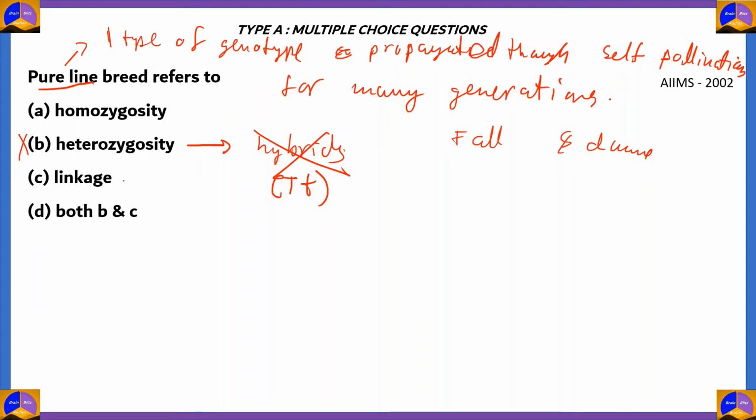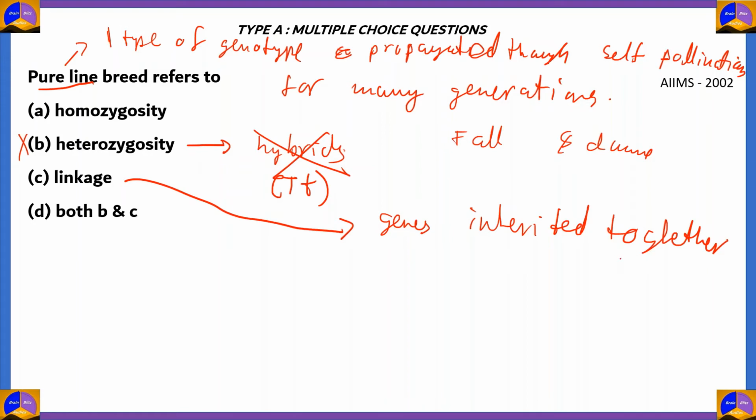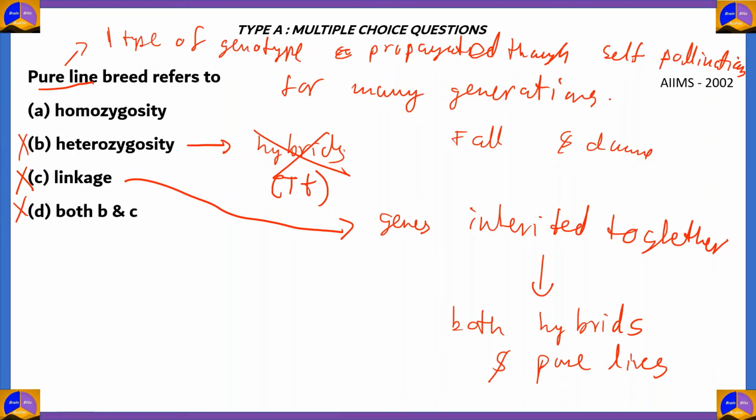What about option C, linkage? Linkage refers to genes inherited together in one chromosome. So they can cause both hybrids, if it's already heterozygous, and pure lines. So option C is also incorrect. The term pure line breed does not refer to the linkage of the genes. And since B and C are incorrect, therefore option D, both B and C, would also be incorrect.